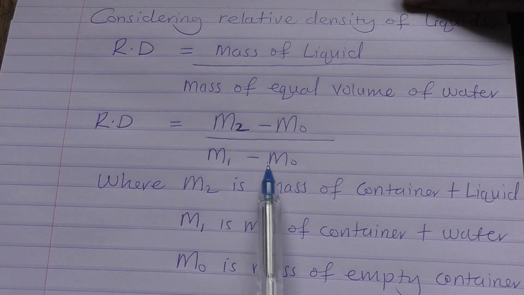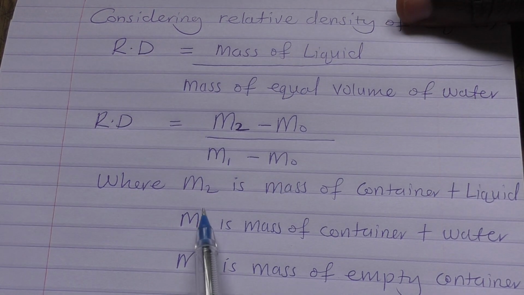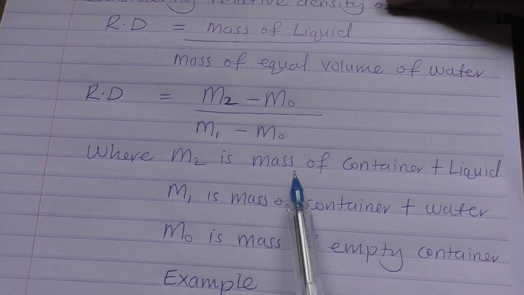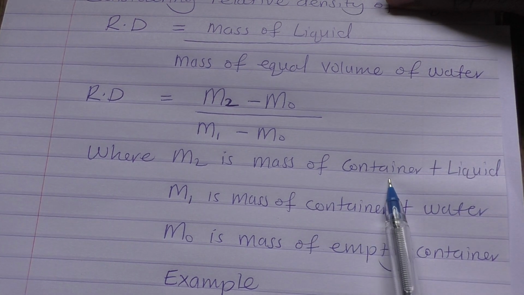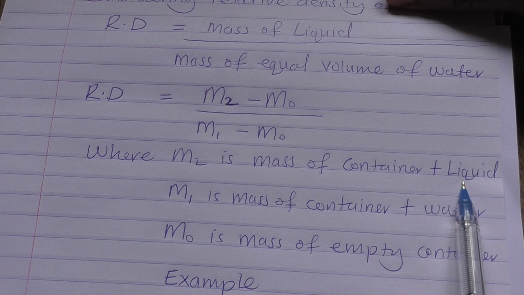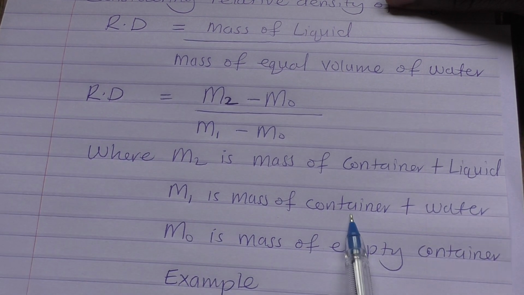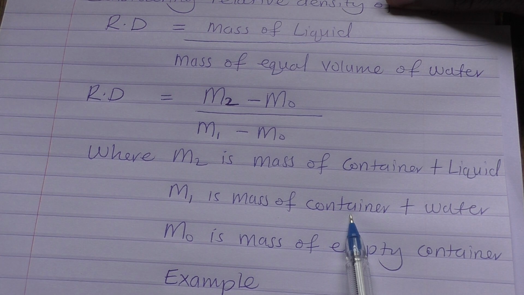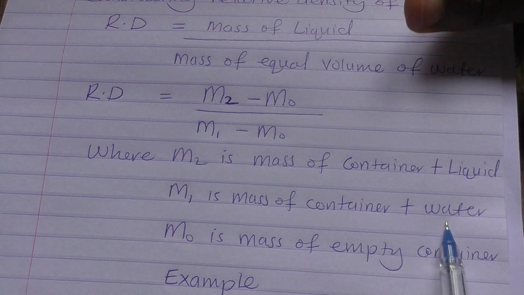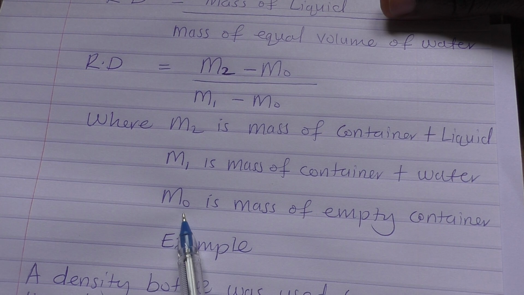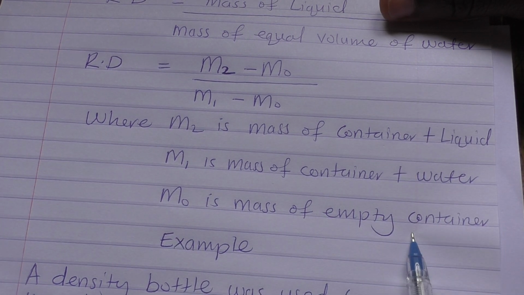over M1 minus M0, where M2 is the mass of the container or density bottle full of liquid, M1 is the mass of the container or density bottle full of water, and M0 is the mass of the empty container or density bottle.